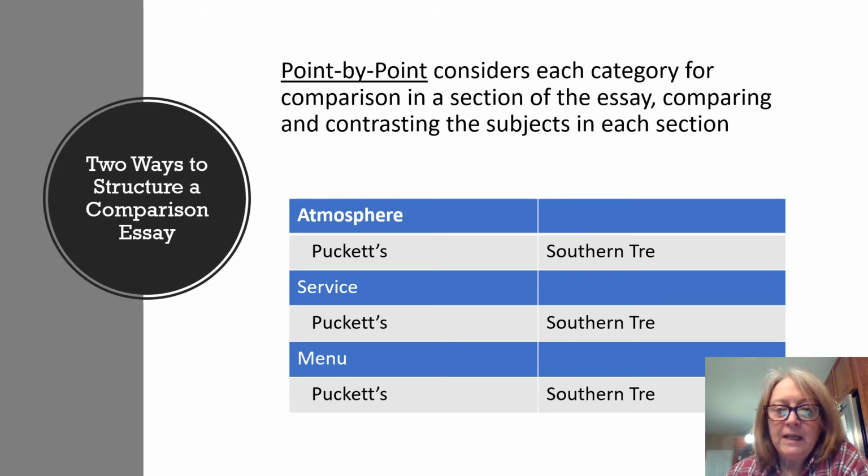So, for example, one category is atmosphere. You would have a paragraph or two about atmosphere, and you would talk about Puckett's atmosphere, and then you would talk about the atmosphere at Southern Tray. And then you would move on to your next point. Say it's service. You talk about service at Puckett's and service at Southern Tray. And then you move on to the next point, menu. Talk about the menu at Puckett's and the menu at Southern Tray. This is really easier for people.